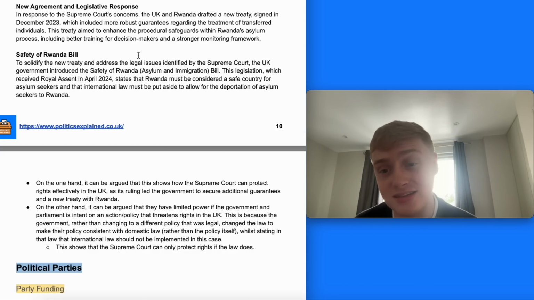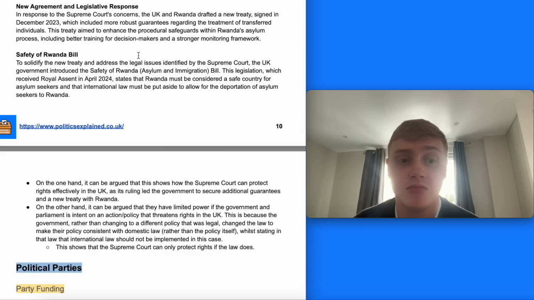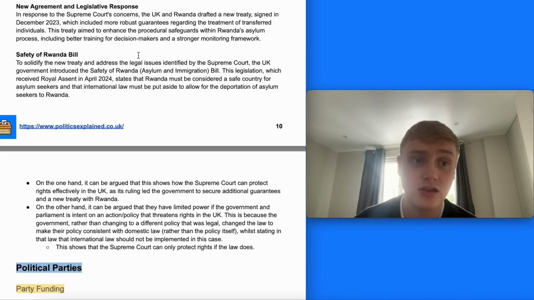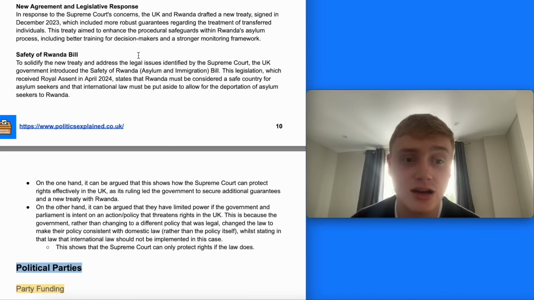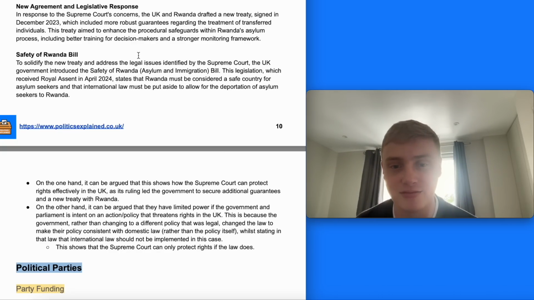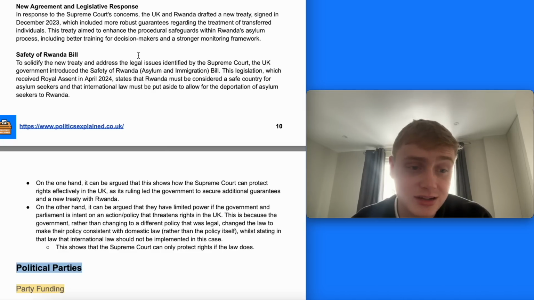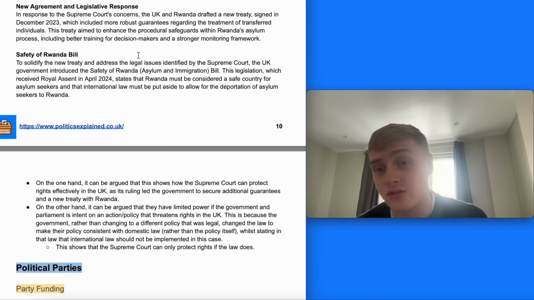So it can be seen in a lot of ways as, on one hand, the first ruling could be seen as how the Supreme Court could protect rights, but the fact that the UK government then went and passed a law saying that human rights law and international law shouldn't be applied in relation to this, so that we can do our policy, shows that the UK government has a lot of power in relation to the Supreme Court. If the Supreme Court strikes down one of their actions as it goes against the law, the UK Parliament can simply change the law, and it really also shows how rights are threatened in the UK.